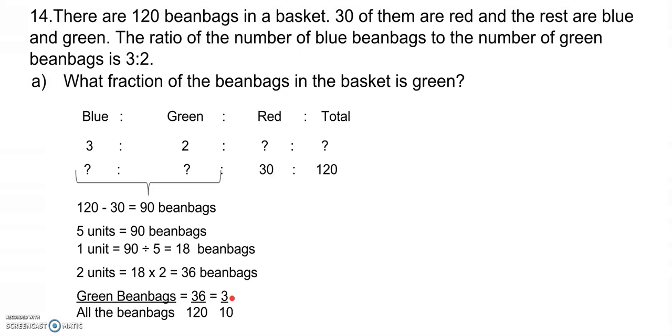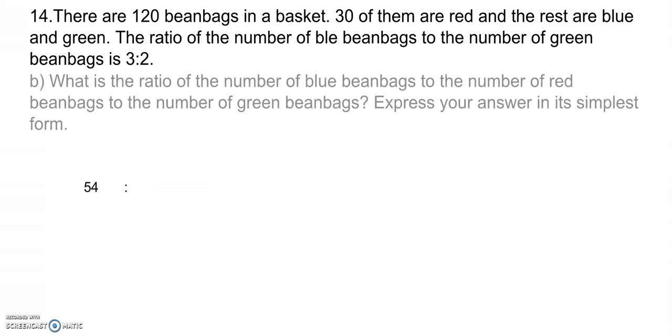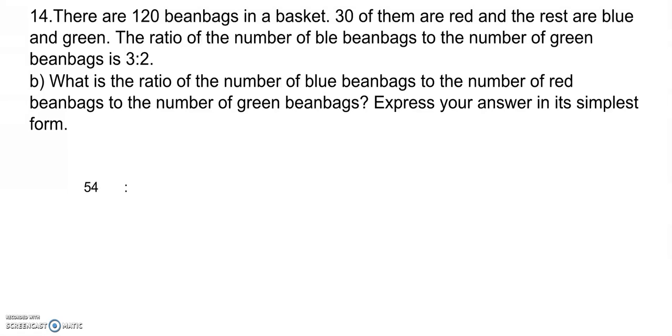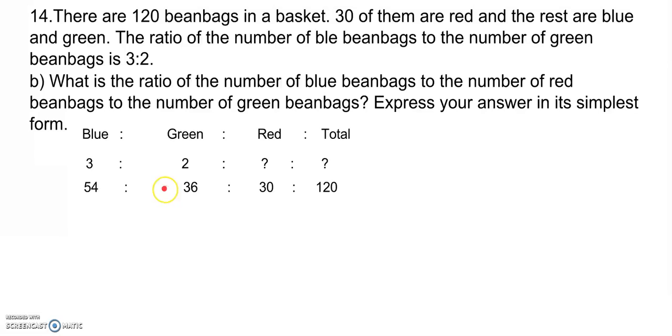Let's go on to question part B. Now, what is the ratio of the number of blue beanbags to the number of red beanbags to the number of green beanbags? There are 3 parts that you must compare here. Blue to red to green. So let's try to do this. So far we know that there are 3 parts to 2 parts. Alright, and we do not know this, but we know these numbers. We also know that there are 36 green beanbags now.